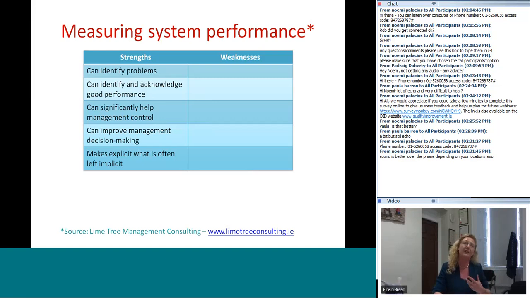So, focusing on the strengths of audit or any other method of measuring system performance, audit is certainly very strong at identifying problems and it can identify and acknowledge good performance. It can significantly help management control, and I suppose of all the different ways of measuring performance, this is audit for assurance strength. It can improve management decision-making in that managers have real information about real performance, and it makes explicit what is often left implicit.